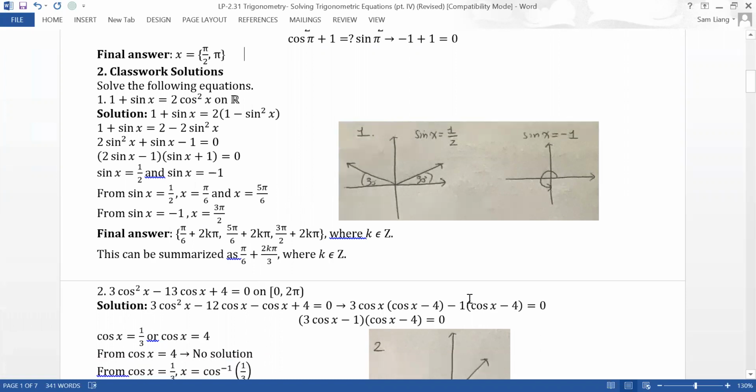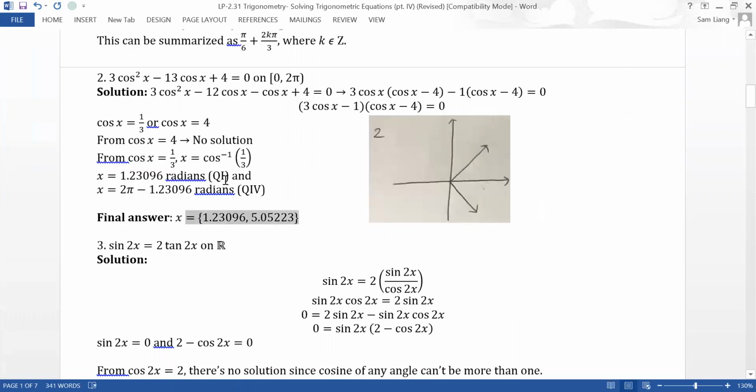All right, anyone want to go over 2? 2 is also a classwork question that we've done before. But here are the final answers here. Does anyone want to walk us through it? I have the solution here, so just tell us the logic behind each step.